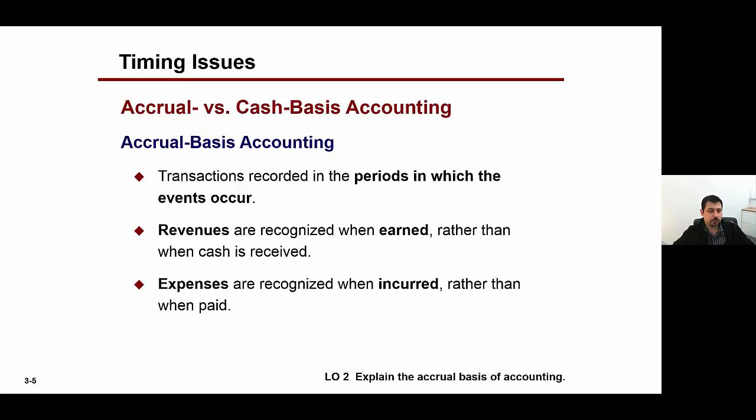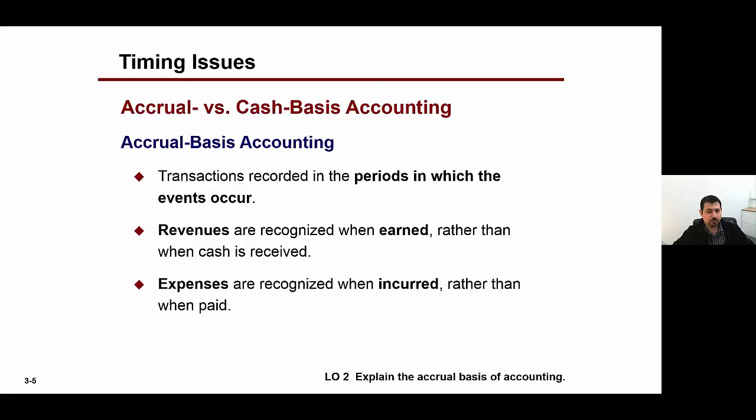Now, under US GAAP, companies are required to use accrual basis accounting. And what do we mean by accrual basis and cash basis accounting? Accrual basis accounting simply states that revenues must be recorded when they are earned, and expenses must be recorded and recognized when they are incurred. So basically, when you provide a service, you earn the revenue. When you make a sale, you earn the revenue, regardless of whether you have received the cash or not. And the same thing applies to expenses.